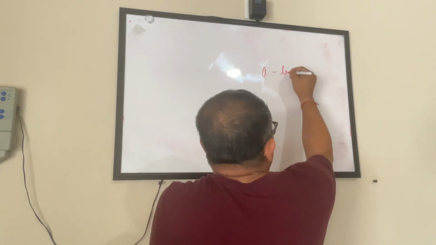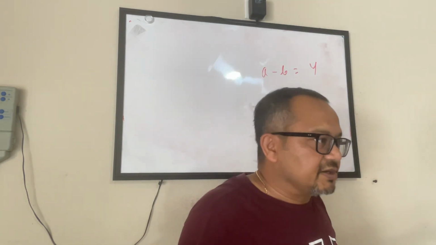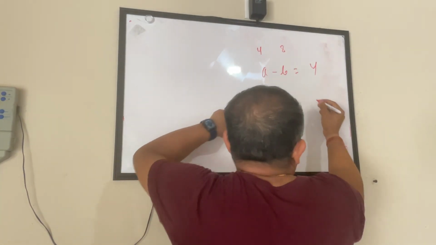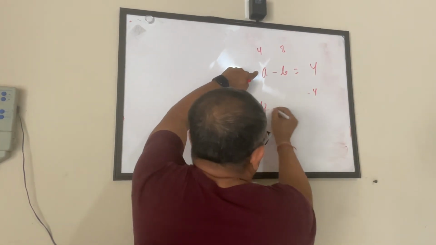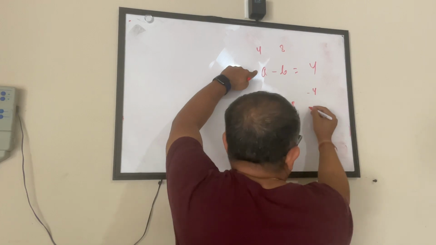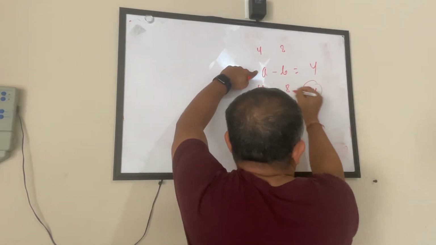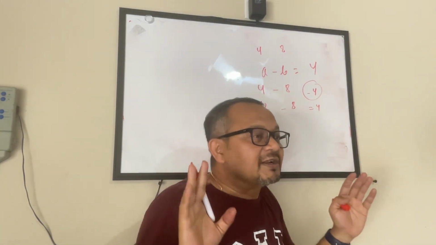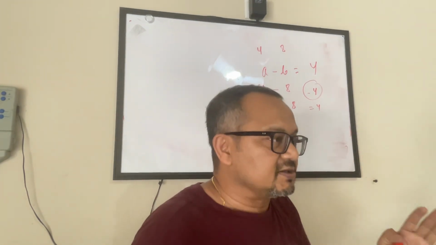A minus B equal to 4 may or may not be right. Let's say if A is 4 and B is 8, A minus B will be minus 4. If A is 12 and B is 8, then it is 4. Okay? So at times we are not worried about the sign. We are only worried about the difference.